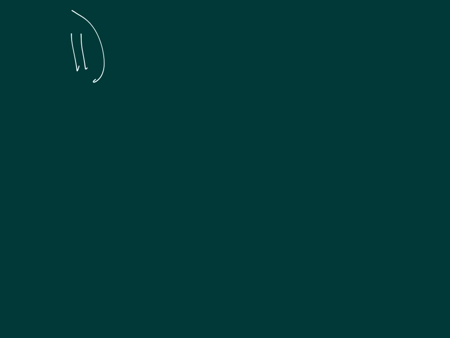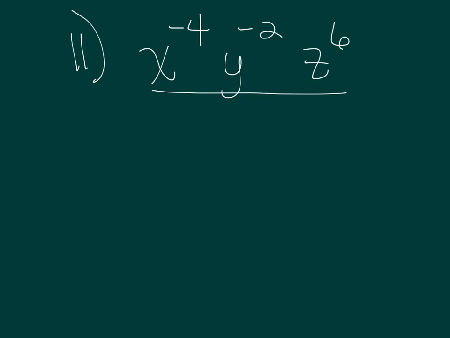Number 11: x to the negative fourth, y to the negative second, z to the sixth, over x to the negative seventh, y to the negative second, z to the negative second. Okay, pause the video and try it.